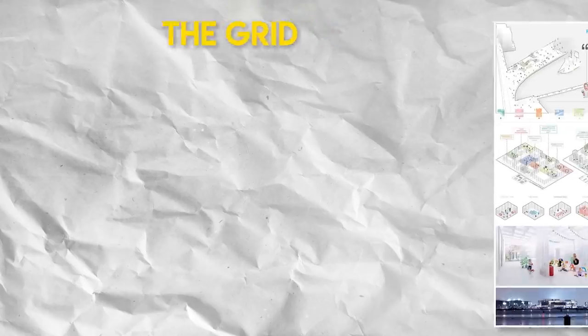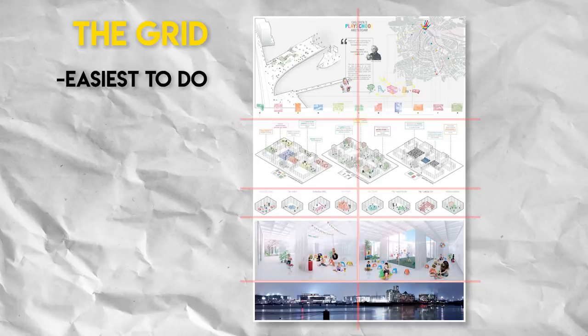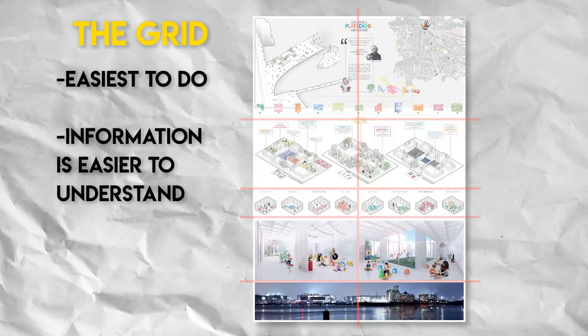Now that we're done with our storyline, time to proceed to the third tip, which is to pick a layout type or overall arrangement of the items on our main board. For this, there are three popular layouts of architectural presentation boards. The first and most popular one is the grid, where you arrange items based on a grid guideline. This is the most common because it is the easiest to do, and information presented in this grid-like fashion tend to be easier to understand.